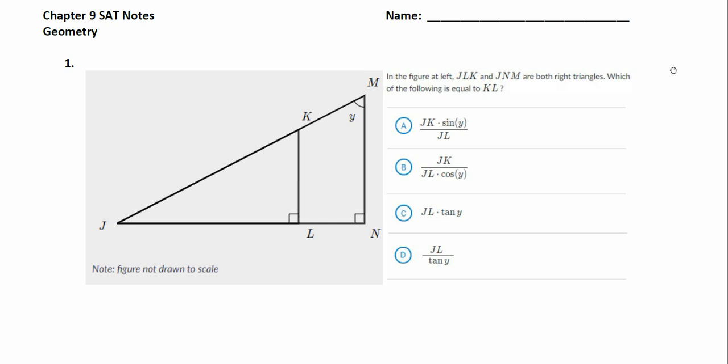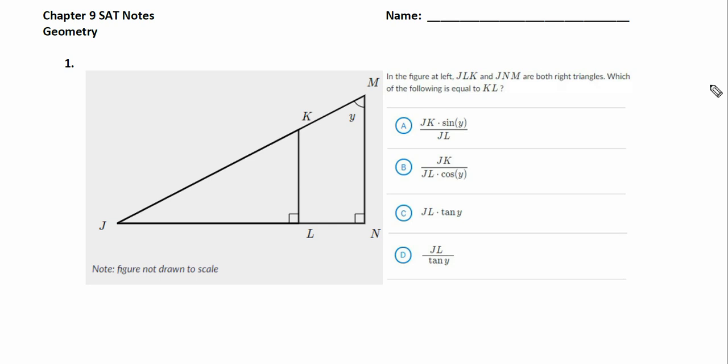It says in the figure at left, JLK and JNM are both right triangles. Which of the following is equal to KL? It's really important to note that some important things to look at is obviously what the question is asking, how the answers are presented, and then of course what the diagram can tell us. All right, so we're going to go through some of these things.